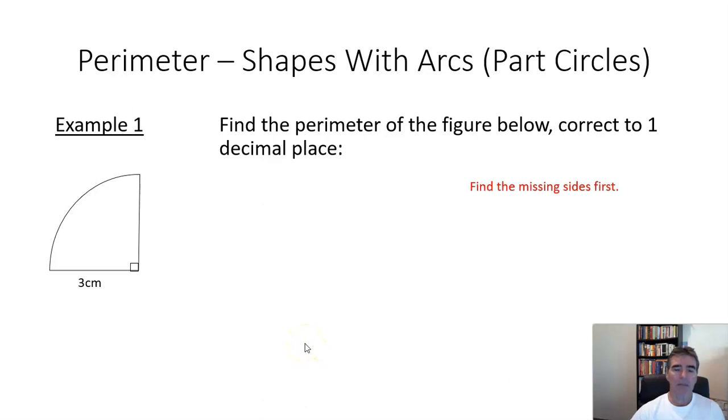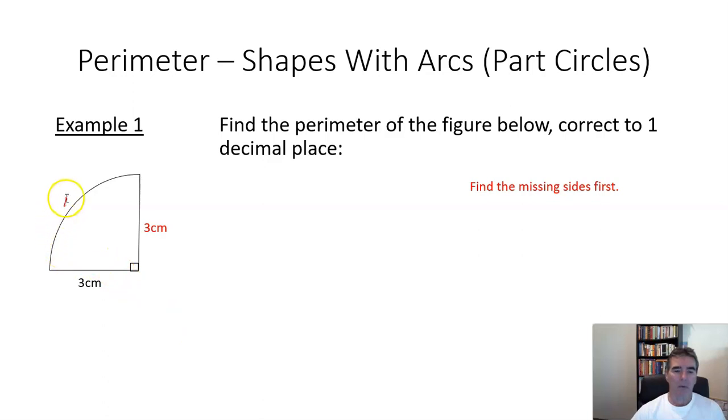So, find the missing sides first. Well, there's an easy one there. Remembering that it's a quadrant, so we've got part of a circle here. So this is the radius of the complete circle. So if that's 3 centimeters, then this must be the same as well, even though there's not a marking there to say that it is. So we can put that missing side in there first. So what we've got is 2 sides, but we still have a missing side there as well.